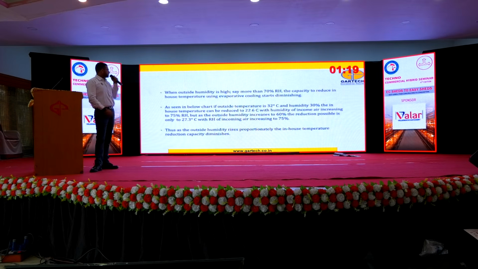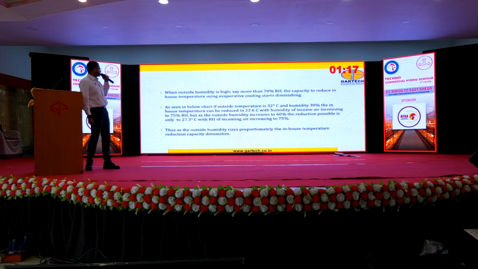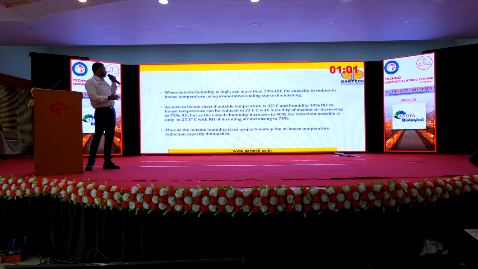So in the next chart, on the next page I'll show you, if the temperature is 32 degrees and the humidity is 30%, the house temperature can be reduced to 22.6 degrees Celsius, with the humidity of incoming air increasing to 75% RH. But as the outside humidity increases to 60%, the reduction is possible only to 27.3 degrees. Now there is a chart that I'll show you after this, which will explain this in detail.